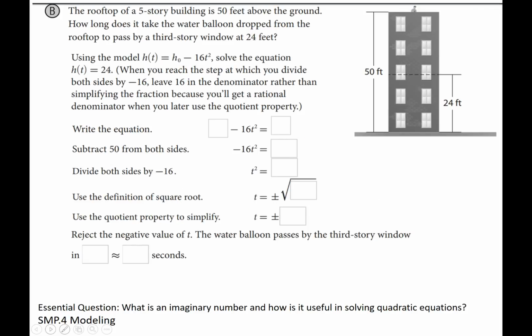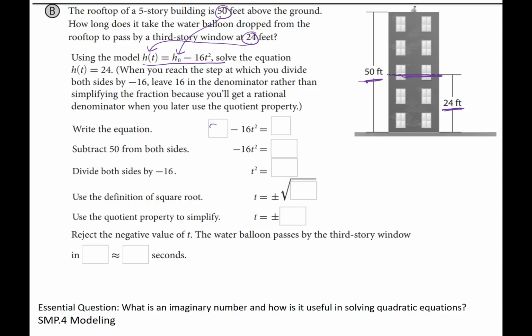All right, so this is a slightly different scenario. A rooftop of a 5-story building is 50 feet above the ground. How long does it take the water balloon dropped from the rooftop to pass a 3rd-story window at 24 feet? So they skipped like 3 steps here with you guys. They went from that really simple one to one that's really complicated. So we're supposed to use this model here. This here would be our h of 0, or h sub 0. And the solution, how far we're supposed to get in the picture, is we're only supposed to get to 24 feet. So this would be the h of t, okay? It gives you a little hint there, but we'll go through it when we hit it.